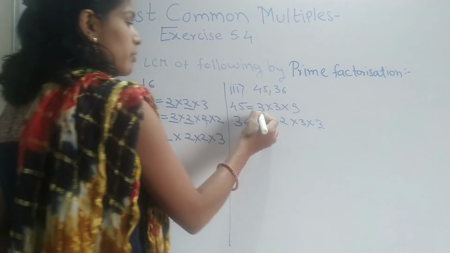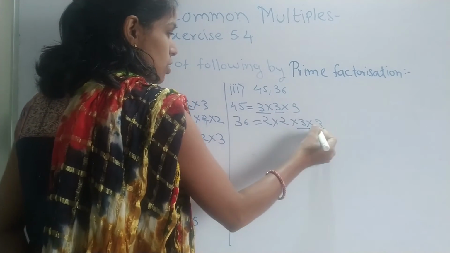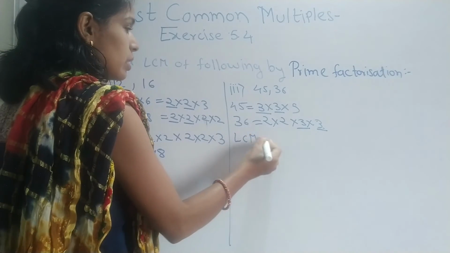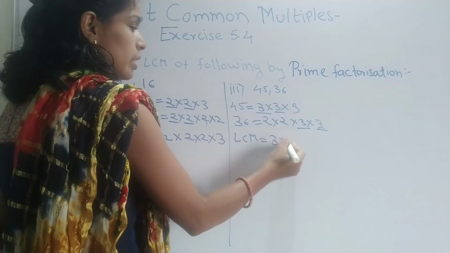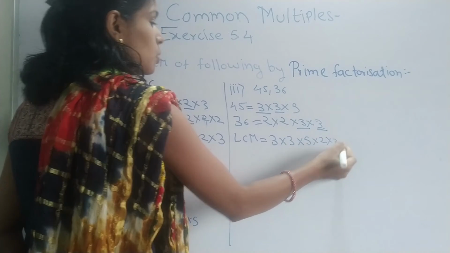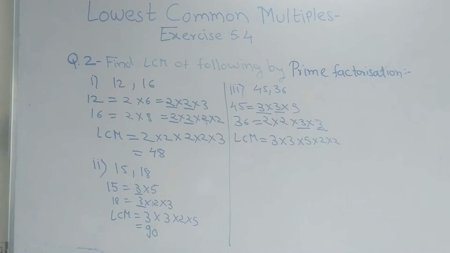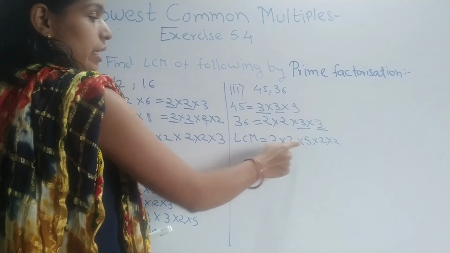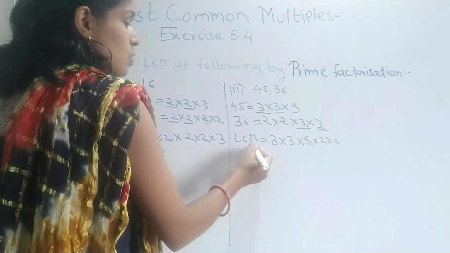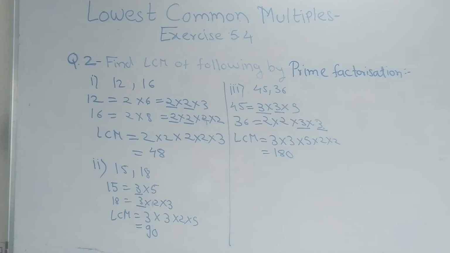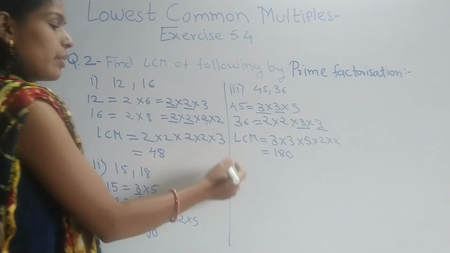Now let's check the common factors. This 3 is common with this 3. This 3 is common with this 3. These are the uncommon factors. So their LCM is equal to the common factors 3 and 3, and then the uncommon factors 5 and 2 and 2. Now multiply this. We know that 2 2s are 4, 4 5s are 20, and 20 9s are 180. So their LCM is equal to 180. Got it? 180 is the LCM of 45 and 36.